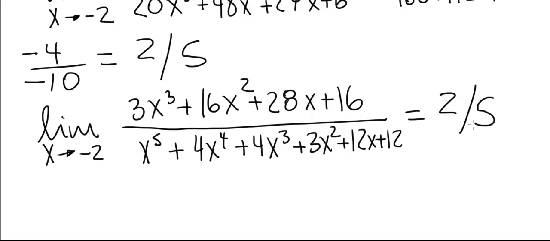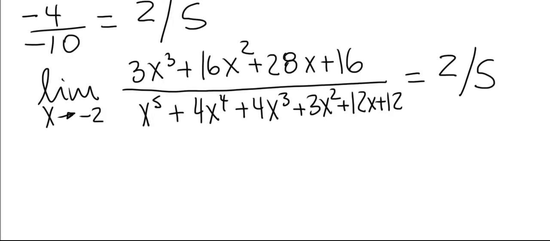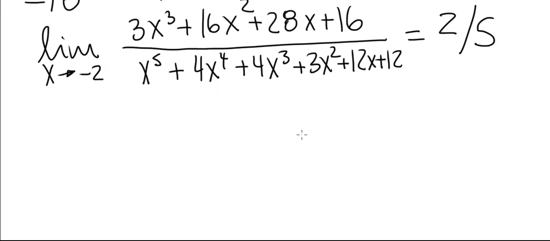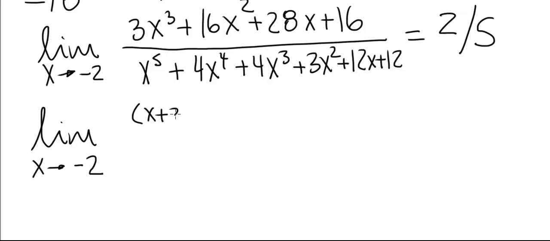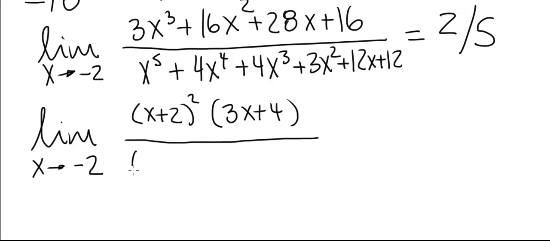Now, before we end this problem, let's go back to the method we used in Calculus 1 whenever we had a limit of a rational function that gave us indeterminate form 0 over 0. We would factor each polynomial, and that can occur here. So using that method, the numerator factors, again, you should try to check this, into x plus 2 squared times 3x plus 4, and the denominator factors into x plus 2 squared times x cubed plus 3.